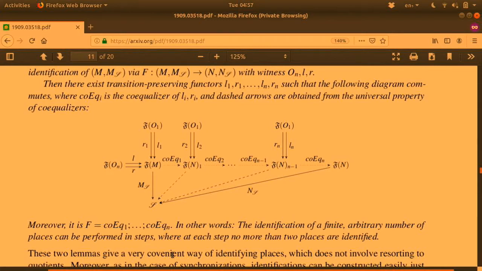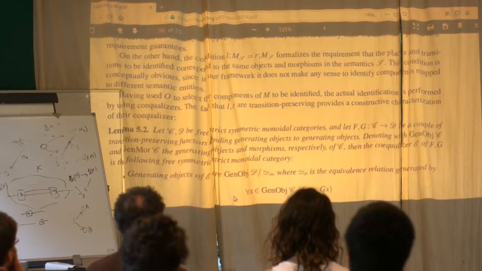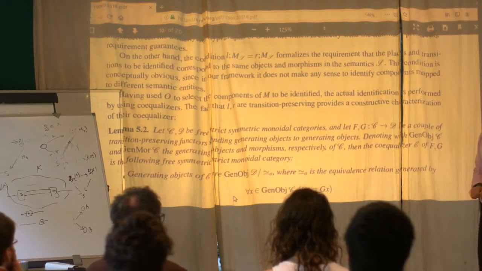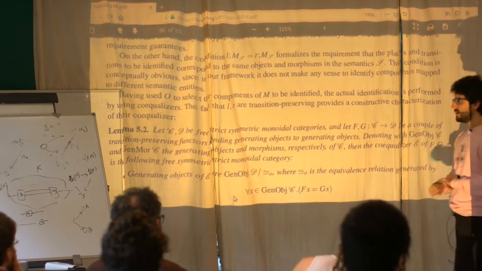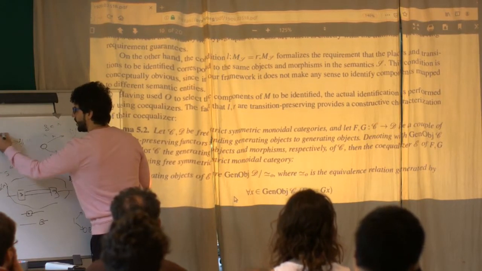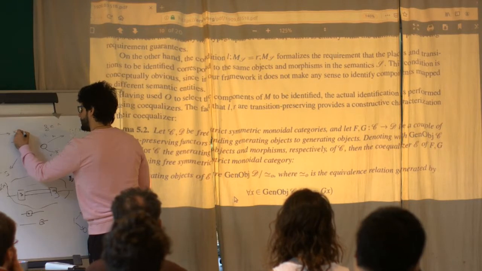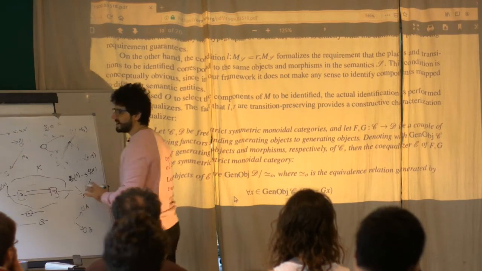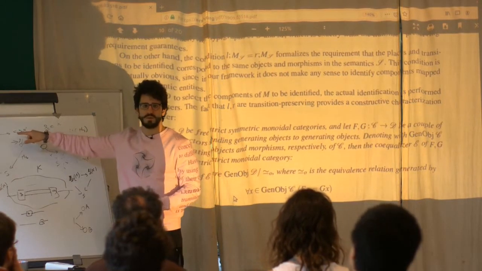Can you say again the rules on the two functors that you're coequalizing? Two symmetric monoidal functors? No, they are two symmetric monoidal functors which send generating objects to generating objects, and moreover are transition preserving. If T is a generating object, then this gets sent to sigma G sigma prime, where G is a generating object in the target category, and these two things are just symmetries.